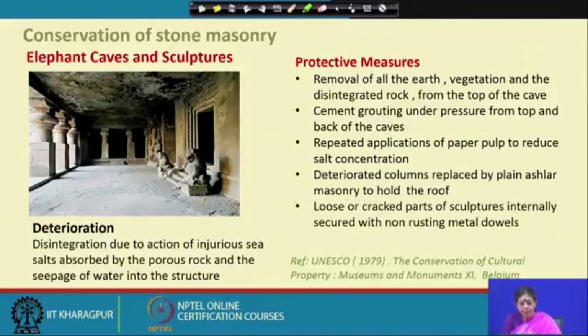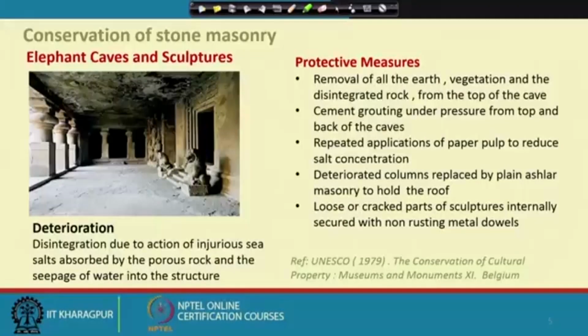And the loose or cracked parts of the sculpture were internally secured with non-rusting metal dowels. Some of the sculptures or structures actually have parts missing. There is no attempt to rebuild that, but whatever is there to hold them in place was very important. So, non-rusting metal dowels were required and they were secured with that, and cracks were filled up with suitably colored mortar.